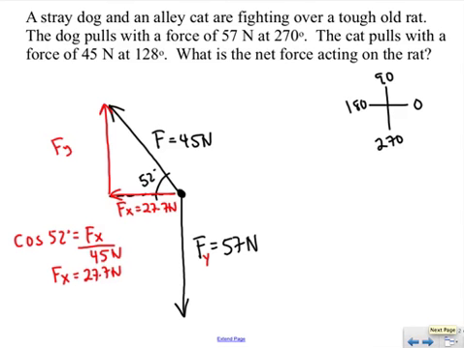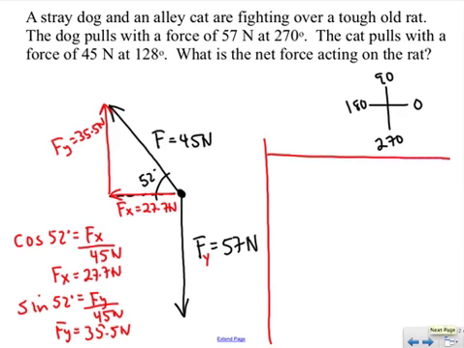To find the y component of that force vector, I'm going to use sine. It's one of the safest things to use. So Fy will equal 35.5 newtons. So I'm going to put that on my diagram here, 35.5 newtons. So now I've resolved all of my vectors into their x and y components.